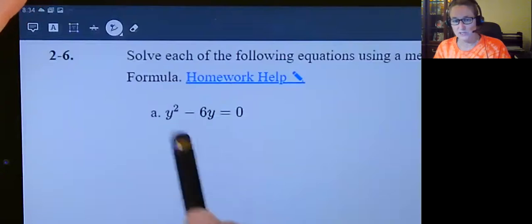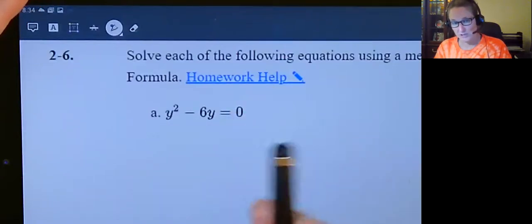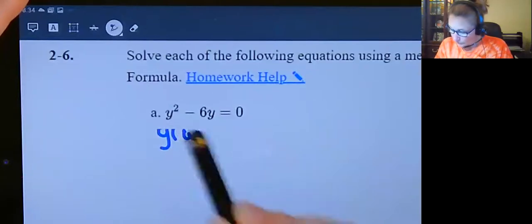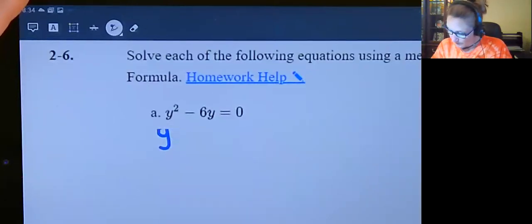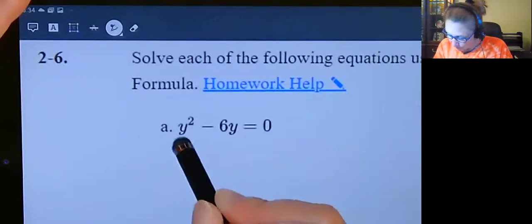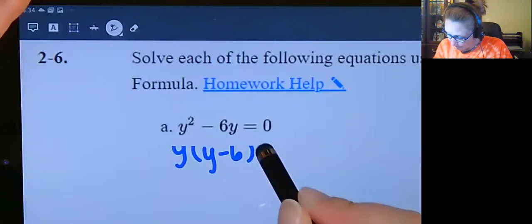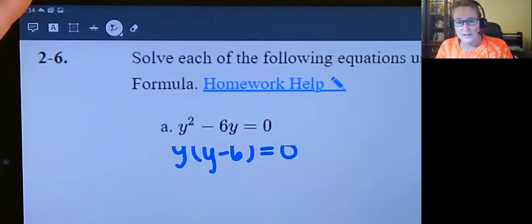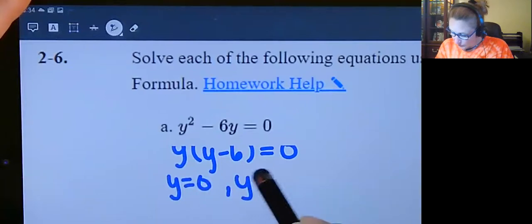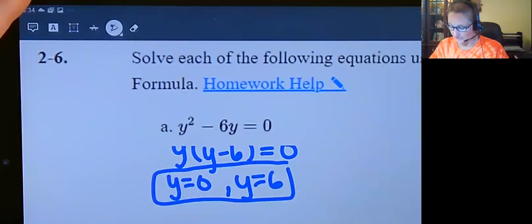What I would recommend in a case like this is, when you have y squared and y and you don't have a constant, you can factor out a y from both terms. So you can factor out a y from both terms. And then you're going to end up with y equals 0 and y equals 6. Those are your answers.